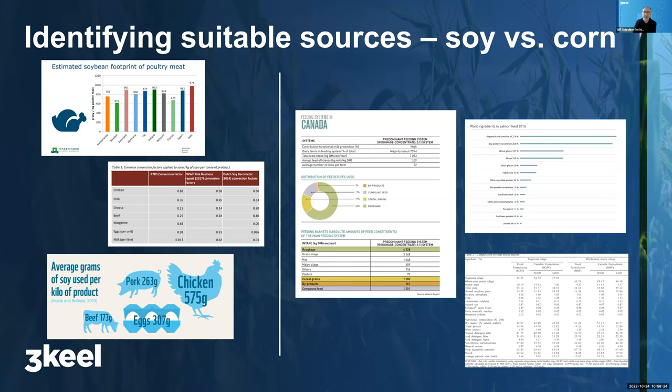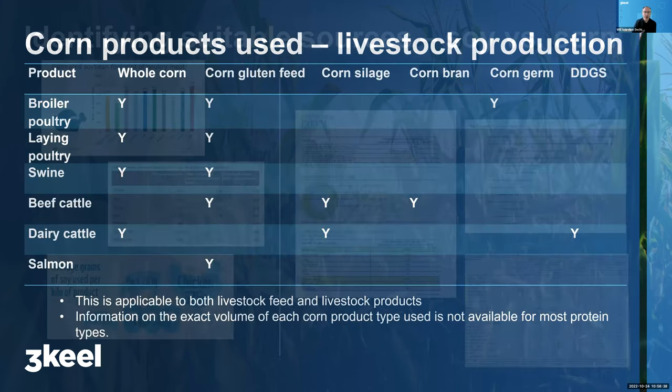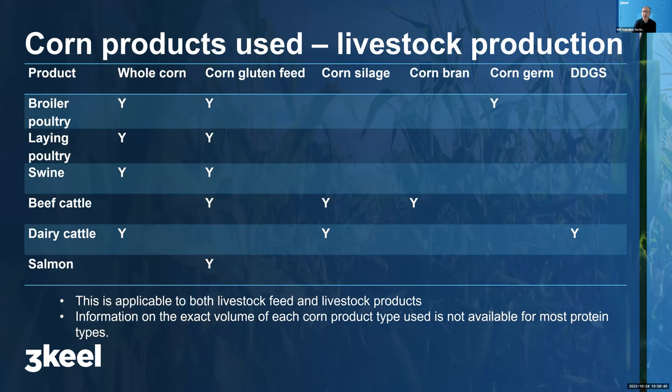With corn, there's a lot fewer studies, which is what's really unique about what RTRS has done here with Austral University, is really looking to shed light on how corn is used within the food system and non-food system through various applications. So when we're looking at livestock production, it could be that the animals are eating whole corn. It could be about gluten. It could be about silage or bran or germ. All of these things are considered in the work of Austral University, which Carolina will be talking about in a moment.